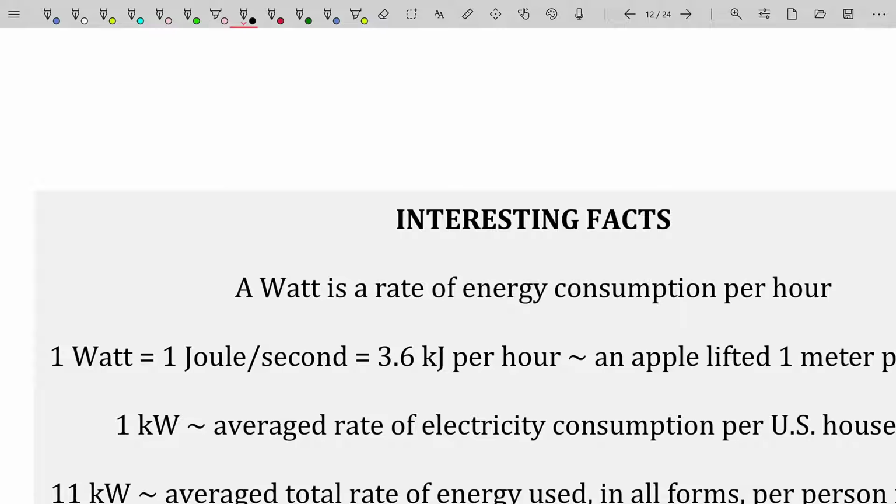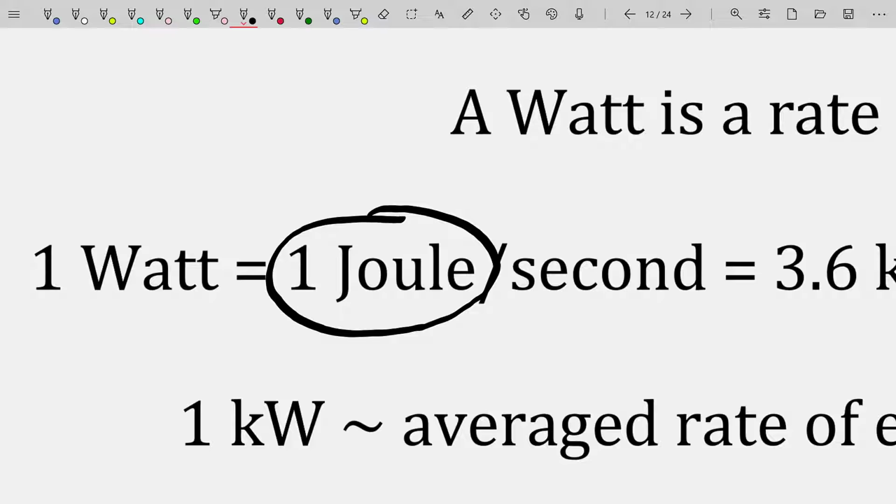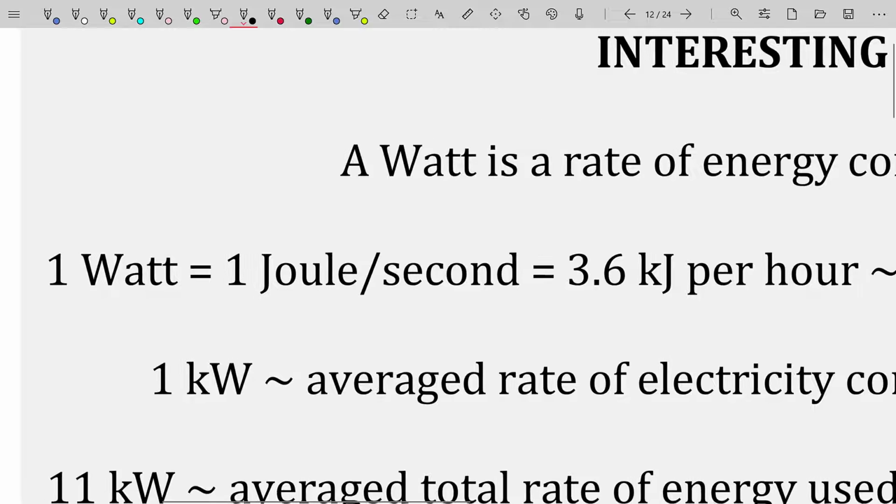And it doesn't have to actually be per hour. It could be per second. In fact, it often is. So let's see, what is 1 watt? Well, 1 watt is the same as expending 1 joule per second. So remember, the joule is the actual amount of energy used, and a watt is the rate at which that energy is used. So 1 watt is equivalent to 1 joule being expended per second.